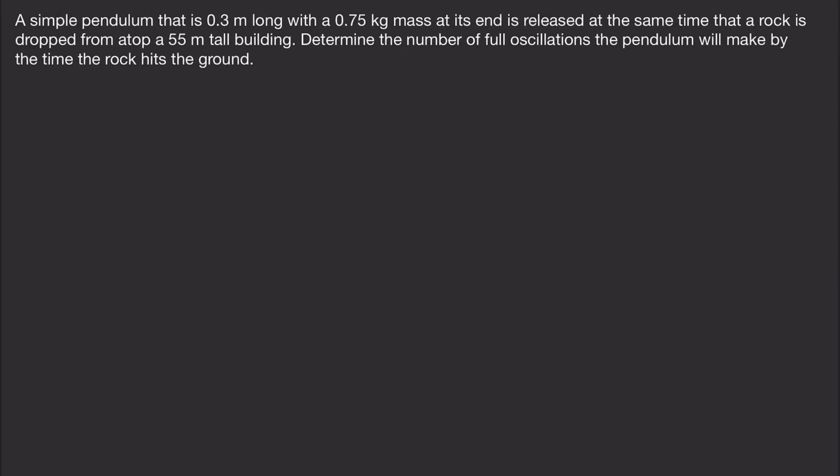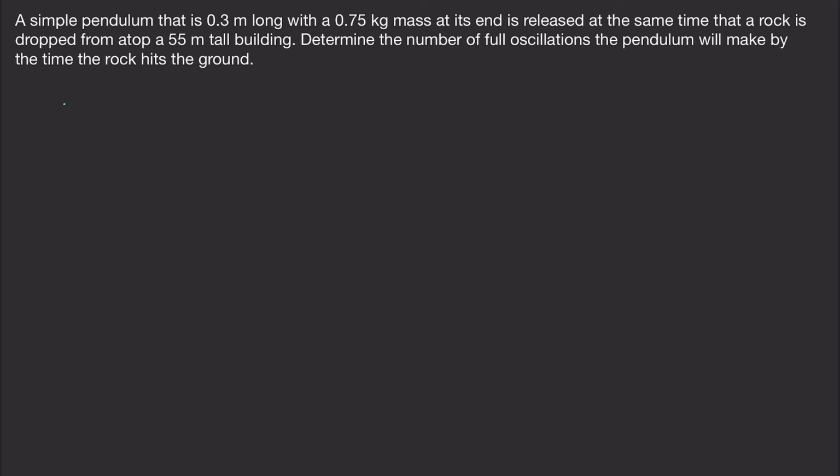In the last problem, we have a simple pendulum that is 0.3 meters long with a 0.75 kilogram mass at its end, and it is released at the same time that a rock is dropped from atop a 55-meter tall building. Determine the number of full oscillations the pendulum will make by the time the rock hits the ground.